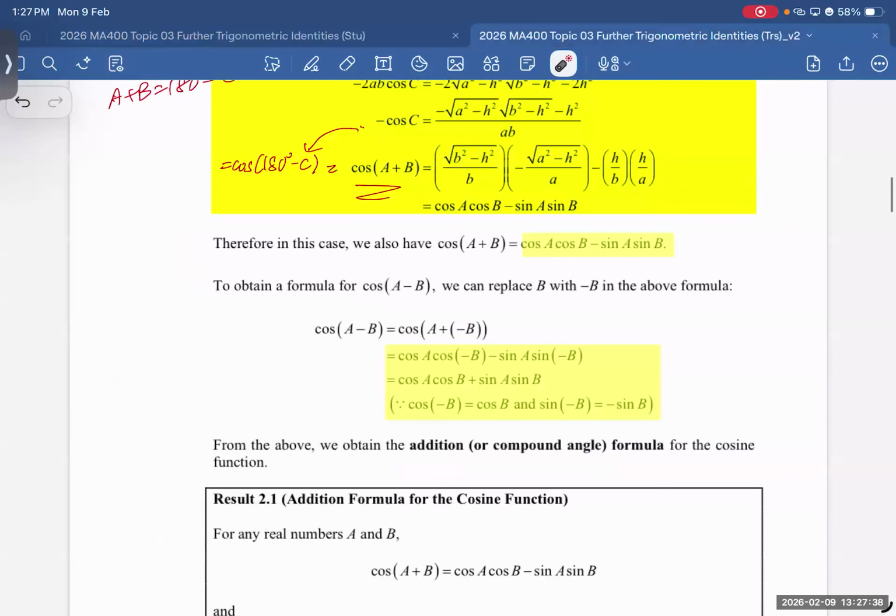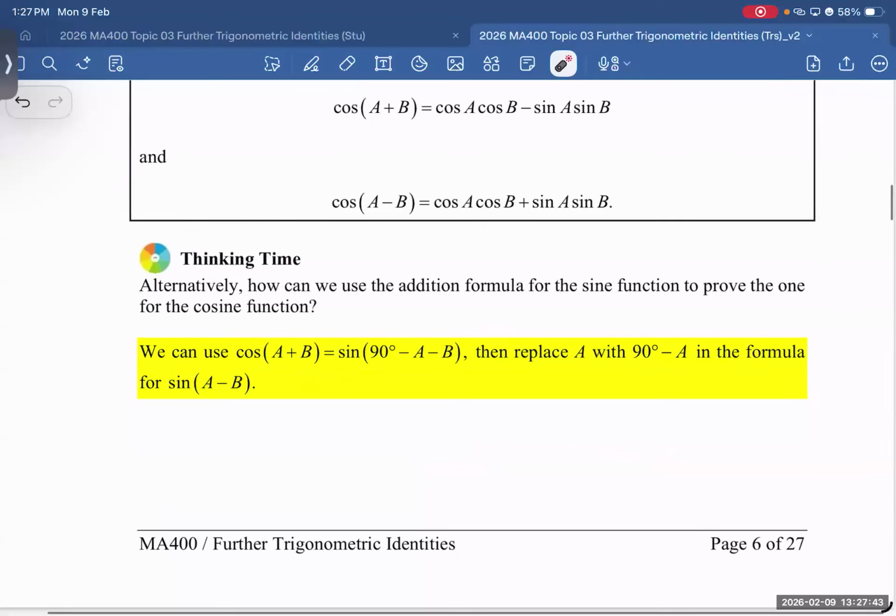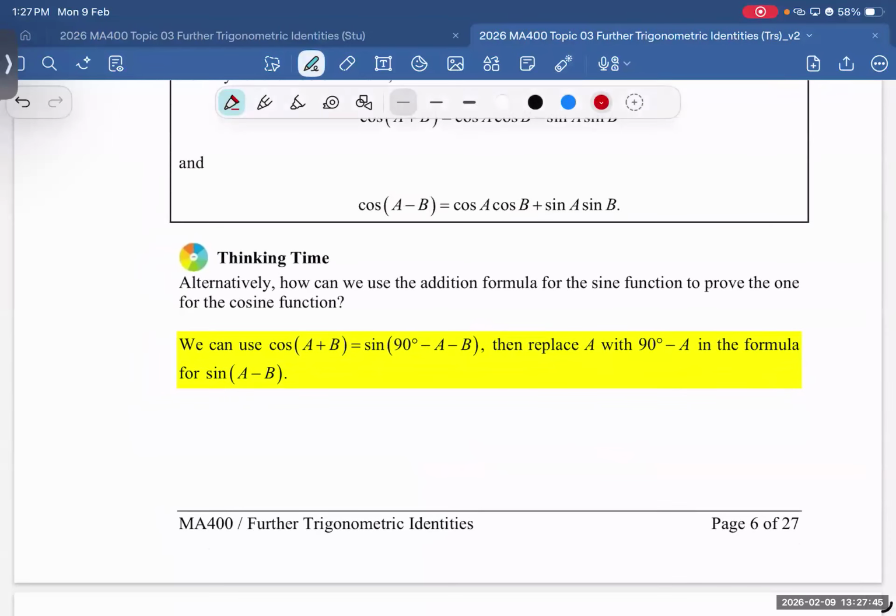Now, how can we use the one? Another way to use the addition formula for the sine function to prove the one for cosine function is you can use the complementary angle formula. Because what is cos? Remember, cos theta is the same as sine 90 minus theta. Remember this?